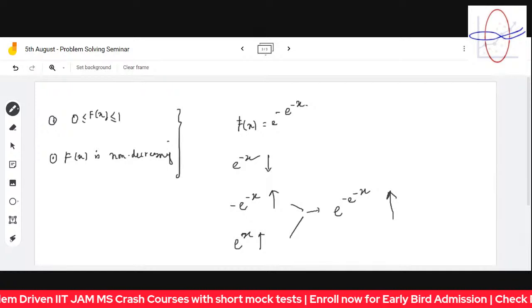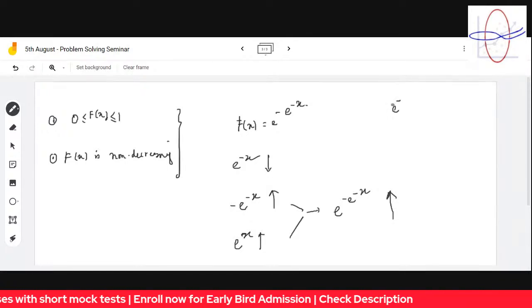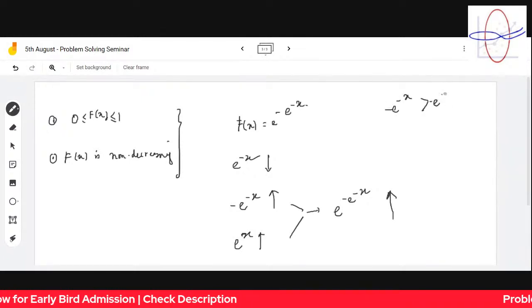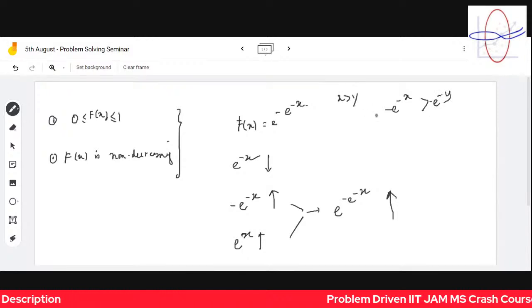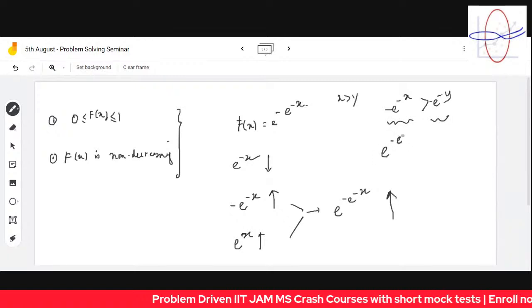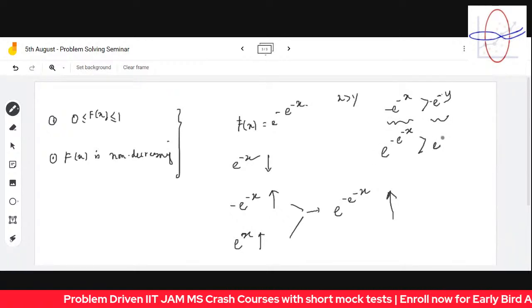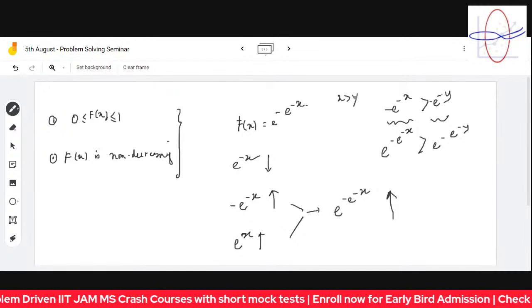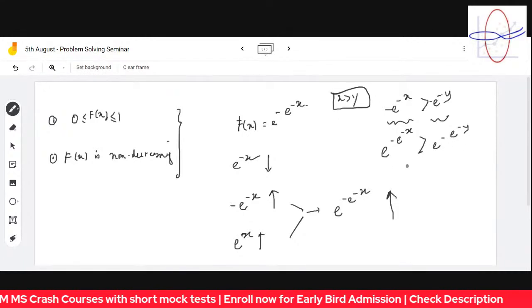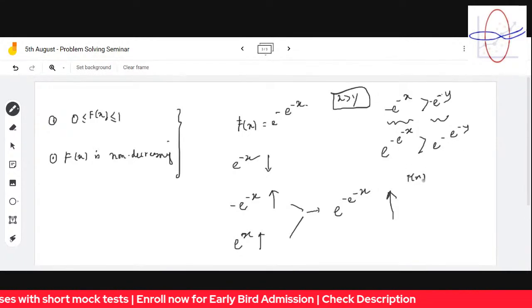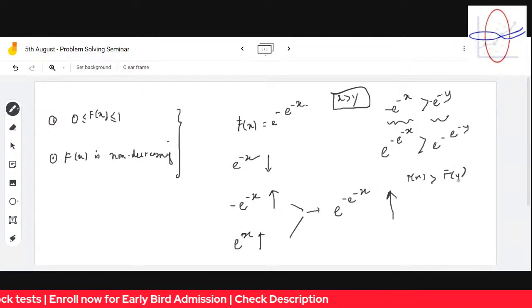So therefore what we get: since this is an increasing function, this is greater than this if x is greater than y. And since e to the power x is an increasing function, we take this to the power this, which is greater than e to the power minus this to the minus this. So x is greater than y, therefore this is greater than this, so we get that f of x is greater than f of y. So therefore we get that fx is an increasing function now.